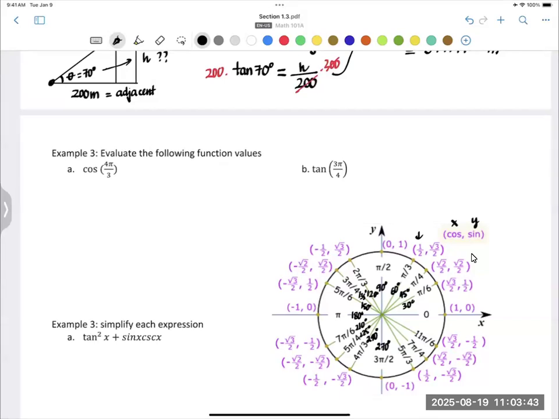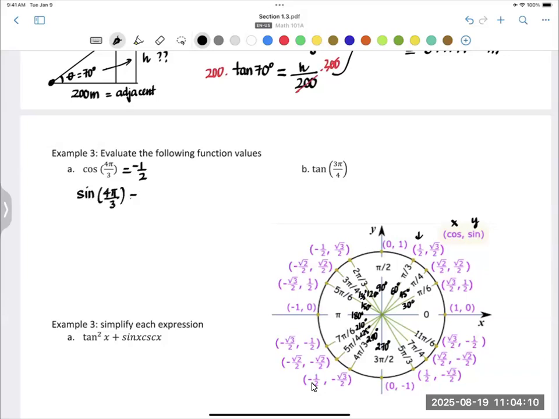4 pi over 3 is right here. It's in the third quadrant, right? So it's going to be negative 1/2 for the x value. And we look for the x value because cosine is x. So cosine of 4 pi over 3 is negative 1/2. And how about sine of 4 pi over 3?